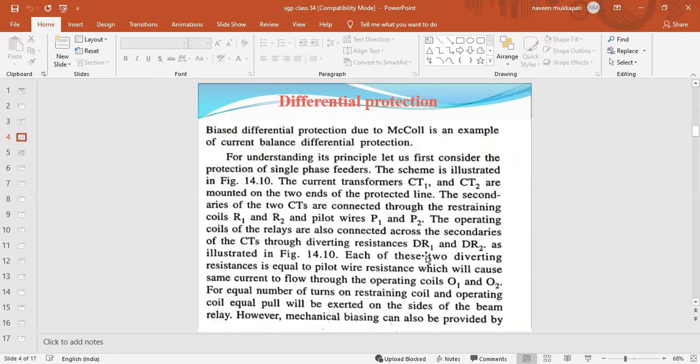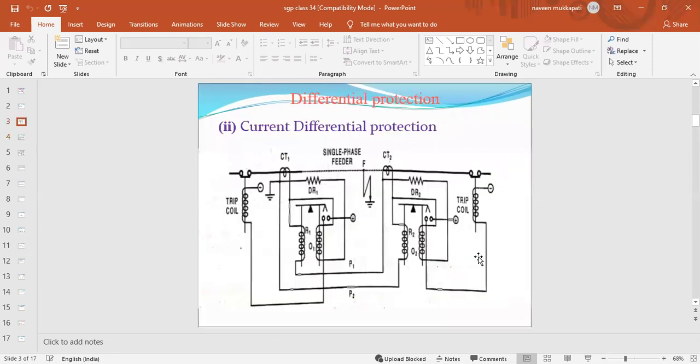Through the diverting resistances DR1 and DR2, these are the diverting resistances. The diverting resistors are connected to the operating coils. The diverting resistance DR1 is connected to the operating coil O1, and the diverting resistance DR2 is connected to the operating coil O2.